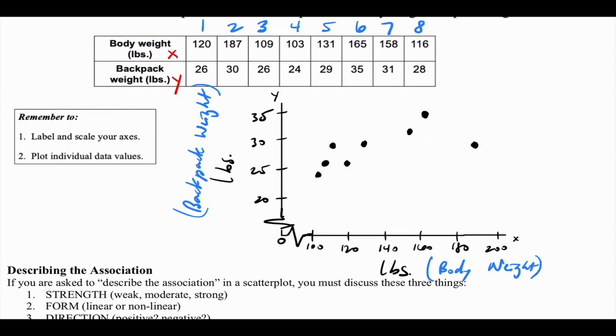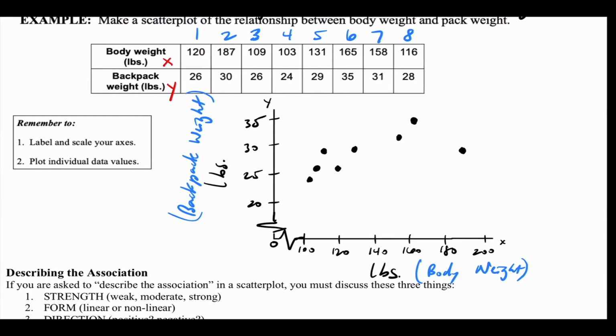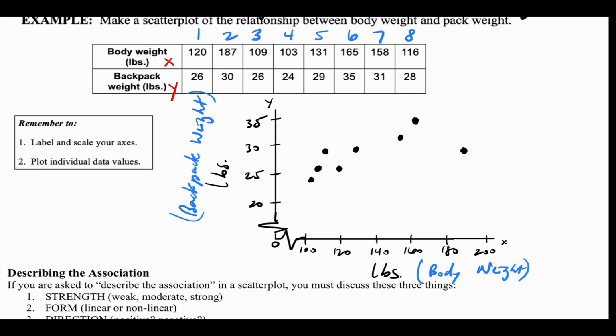But overall, the picture is showing that as my body weight gets more, backpack weight gets a little bit heavier. Makes sense, right? If you're a heavier person, you can lift more weight, right? So that's what it's trying to say. That is what the relationship is saying. There's a relationship. As one gets bigger, the other is getting bigger as well. Okay? So that's how you describe a relationship. What happens as X gets bigger? Is Y getting bigger? Is it getting smaller? Is it staying the same?